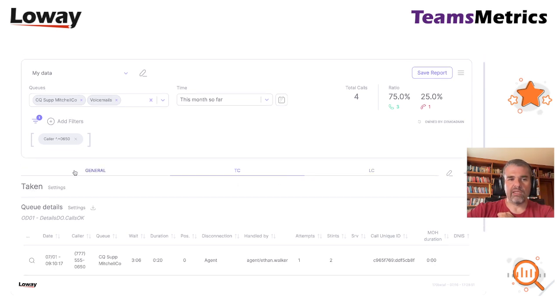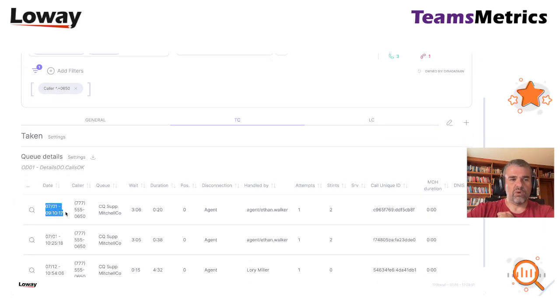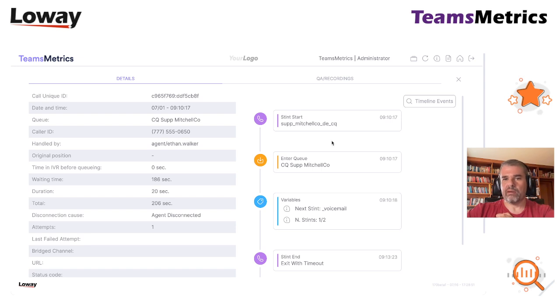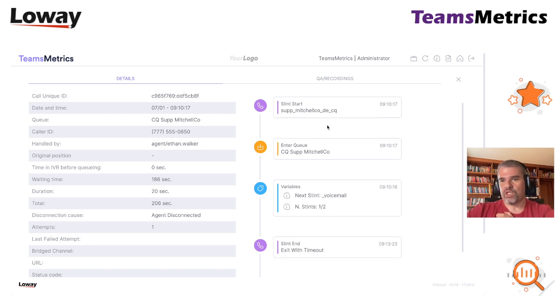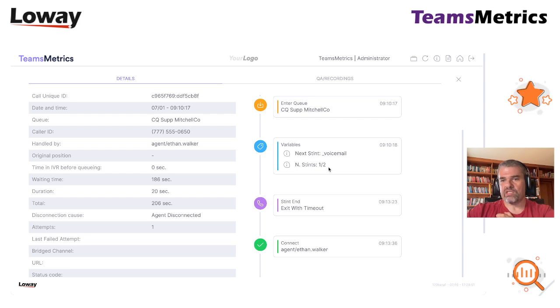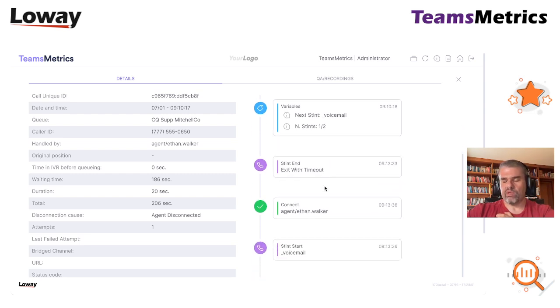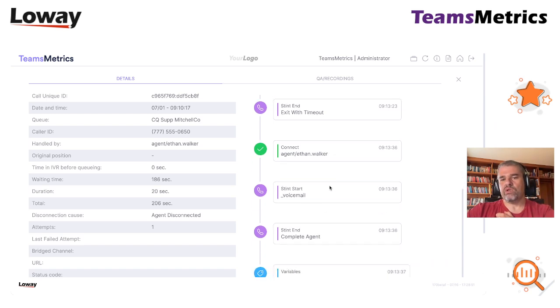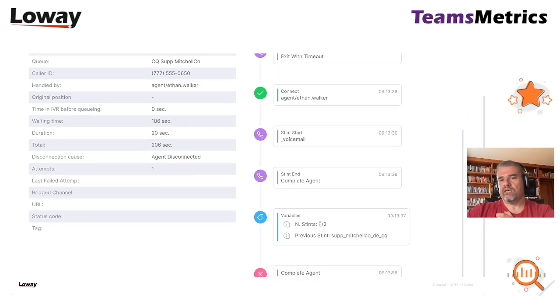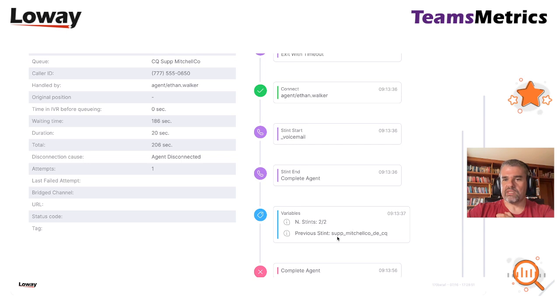So we're going to see now in the taken details. In fact, this call that was lost from 9:10 now is answered at 9:10. It is an answered call that started at 9:10 for the same number. And if we go look at what happened to this call, we can see that the call was first on Mitchell, and then said next stint voicemail. It went out with the timeout. Then it was connected to voicemail for Ethan Walker, and has information for the second stint, where we can see that the previous stint was for support Mitchell.